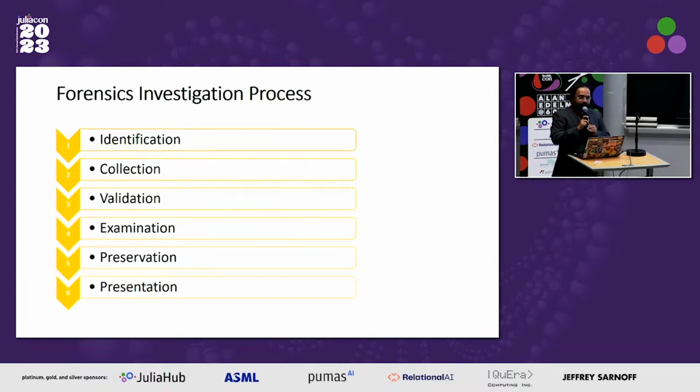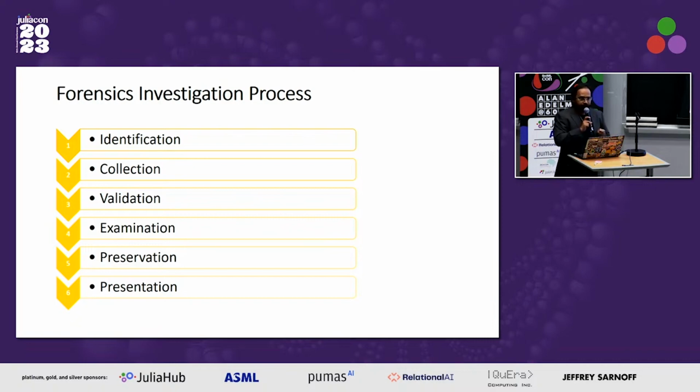Whenever we consider any forensic investigation process, there are 6 steps: identification, collection, validation, examination, preservation, and presentation. In the identification step, the investigation officer visits the crime scene location and tries to identify what objects he or she needs to take into possession, because there can be some devices which may look like toys, for example a toy USB. Those should not be left out.